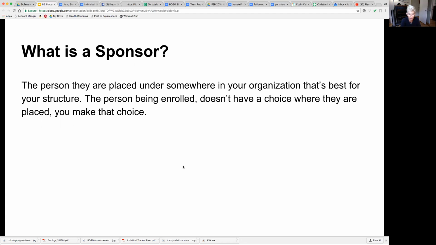The person being enrolled doesn't have a choice where they are placed. You make that choice. So if you're confused by that, basically, if you are the enroller and you want them on your front line, right below you, you would make yourself the enroller and the sponsor. But if you had an individual that is on your front line and you want them to be under that individual, you would make the individual the sponsor, okay? This is just some terminology. There's other videos that help explain and show some visuals of this, but I just wanted to go over some terms with you guys so that you understand with the other videos what's being said.